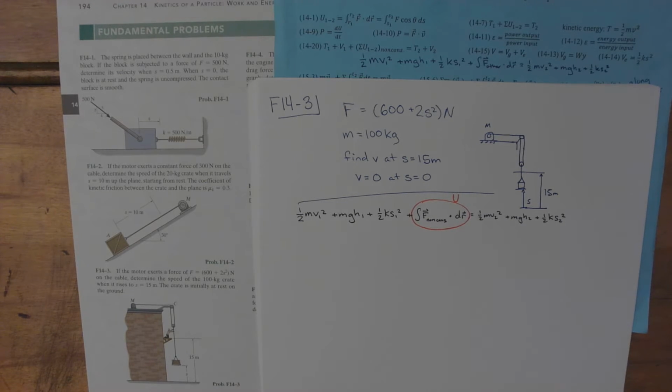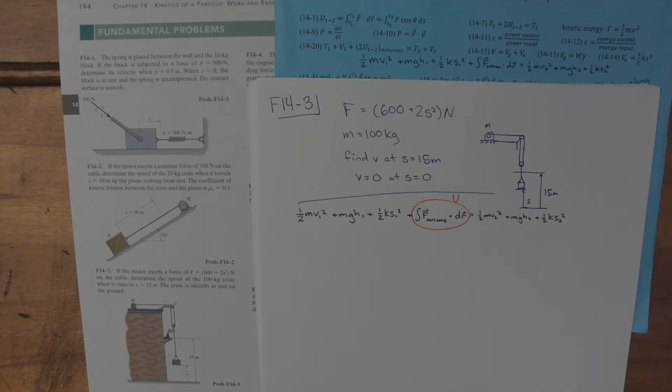This is fundamental problem 3 from chapter 14. If the motor exerts a force of 600 plus 2s squared on the cable, determine the speed of the 100 kilogram crate when it rises to 15 meters. The crate is initially at rest on the ground. So we have a pulley in this problem.